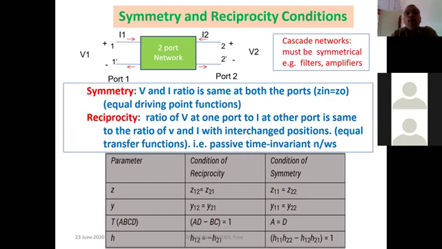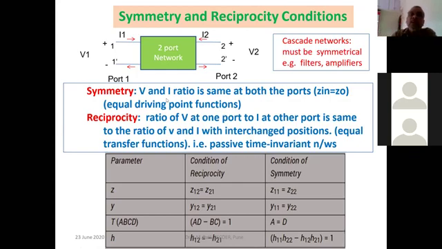Now in these problems, it is usually asked to find the symmetry and reciprocity. So how to find the symmetry of a network? That I have already told you. A network is said to be symmetrical when its voltage and current ratio is the same at both the ports. That is, the input impedance is equal to the output impedance. That is, the ratios V1 by I1 and V2 by I2 are the same. That is, both driving point functions are equal.